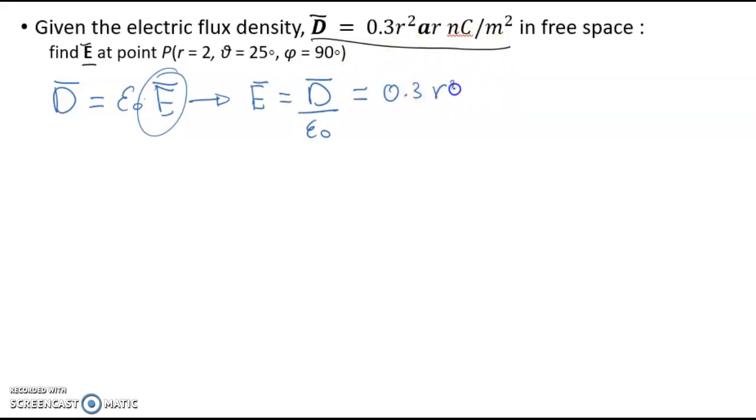0.3 r² in the a_r direction nanocoulombs per square meter. However, since we're working with nanocoulombs, we can take out this part and write the full expression as times 10^-9 r² in the a_r direction, and we set the units as coulombs per square meter. We already have our expression for electric field intensity.